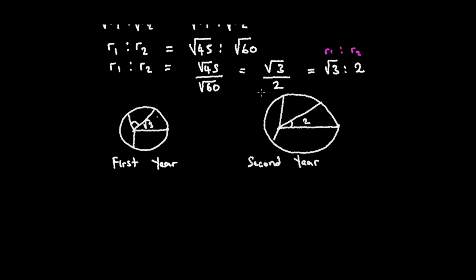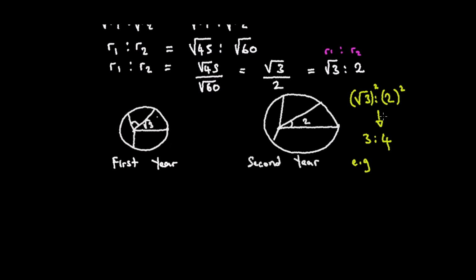So everything we have done here was to find the radii. Then I also want to warn you about a common mistake. When you get to root 3 is to 2 here, you cannot take the square of both sides, because you are going to change the value of the ratio. Squaring gives 3 is to 4, but root 3 is to 2 is different from 3 is to 4.